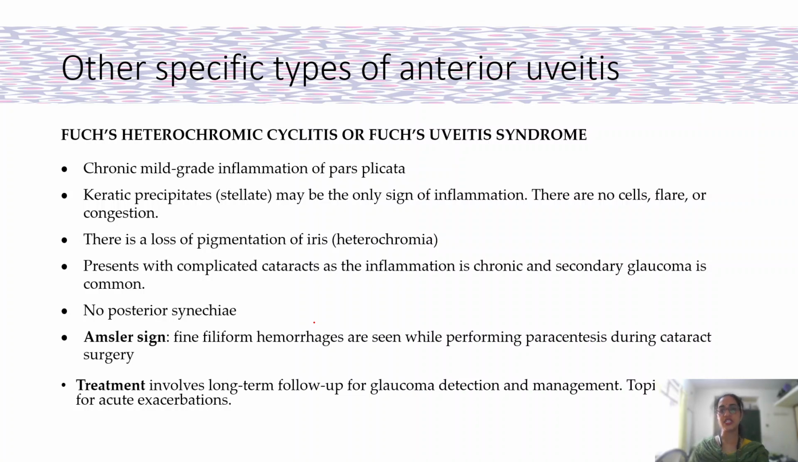There are other specific types of anterior uveitis I want you to know. The first one is Fuchs heterochromic cyclitis, or Fuchs uveitis syndrome, as it is more commonly called now. There is mild grade inflammation of the pars plicata. Okay, so it's not pars planitis, it's pars plicata, or the anterior portion of the ciliary body. The keratic precipitates are stellate and they may be the only sign of inflammation. There are absolutely no cells or flare or congestion. So it's a white eye with only KP.